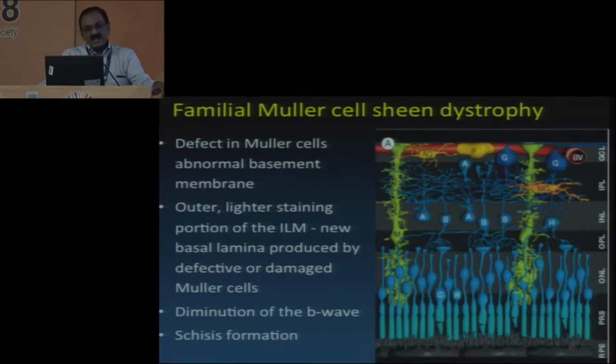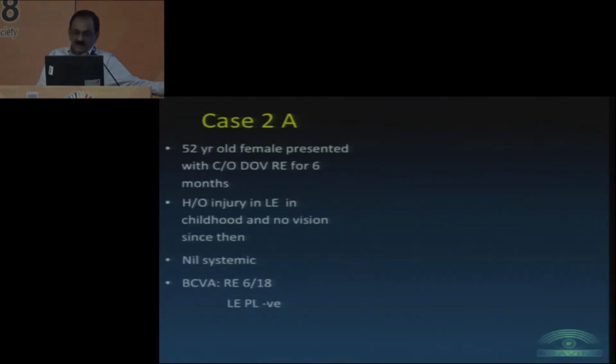So what exactly happens is there is a defect in the Muller cells. When Muller cell defect is there, what do you expect in ERG? What wave of it gets affected? The B wave gets affected. So what happens is there is a thin membrane that's forming on the ILM, which is produced normally by the Muller cells. Because the Muller cells are defective, you get this defective membrane, and that's how it progresses to form schisis.